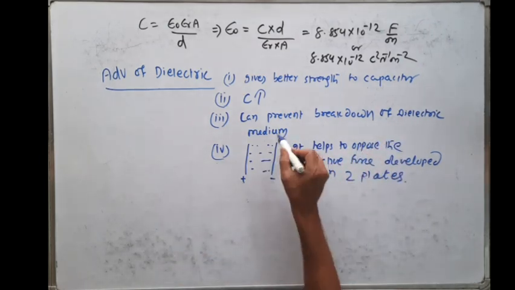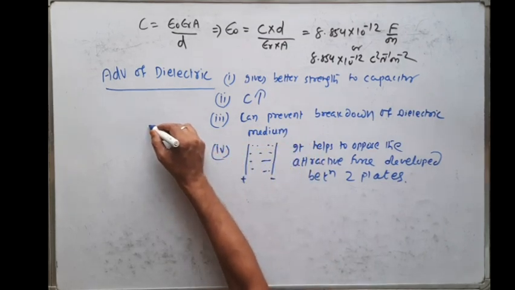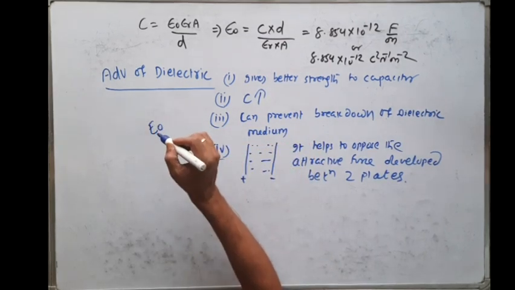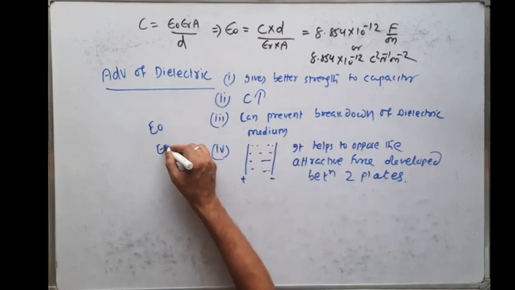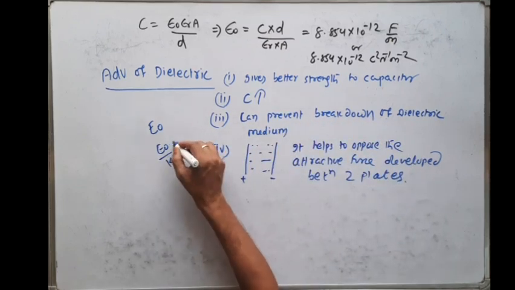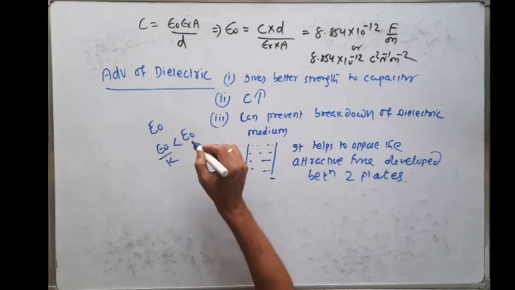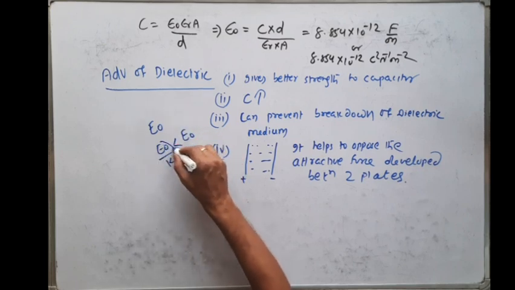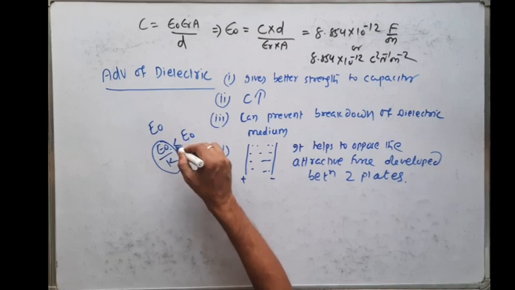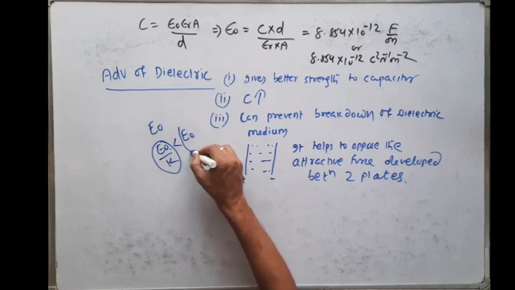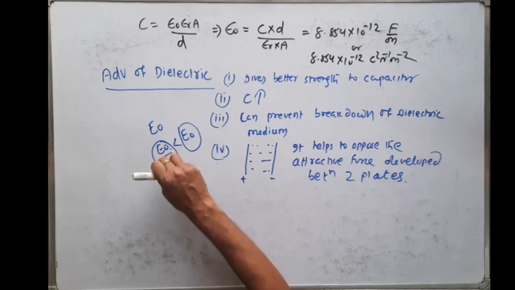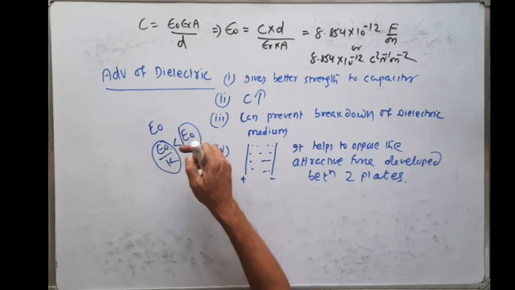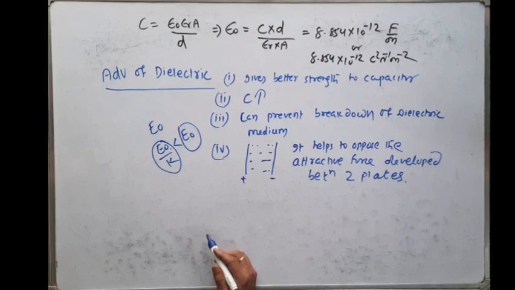In case of air, what is the electric field strength? It is E naught. But using the dielectric, what is the net electric field intensity? E naught by K. So this E naught by K is less than E naught. That means the stress or electric field in the dielectric is reduced, so the breakdown strength concern is reduced.